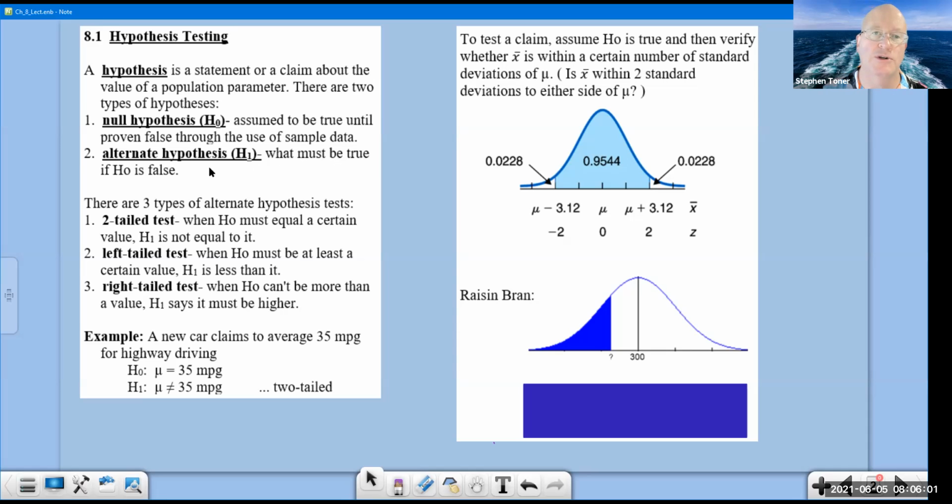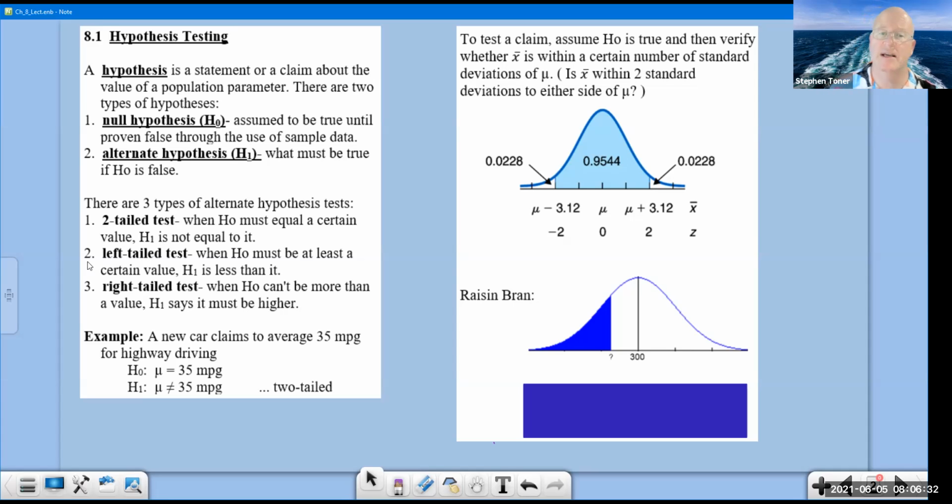Now, the alternate hypothesis is what we're trying to show, okay? What must be true if the null hypothesis is false. And we're going to have three types of alternate hypothesis. When they say this is the value, and we say, no, I disagree, we're saying you can be wrong in two ways. You can be either too high or too low. And we reject that claim in two ways, and that's what we call a two-tailed test.